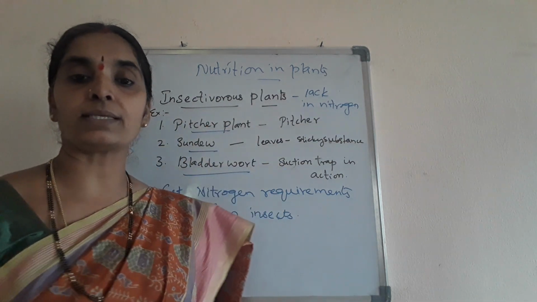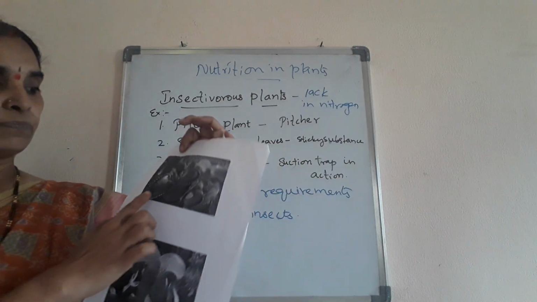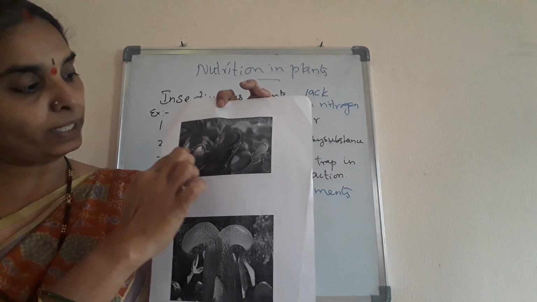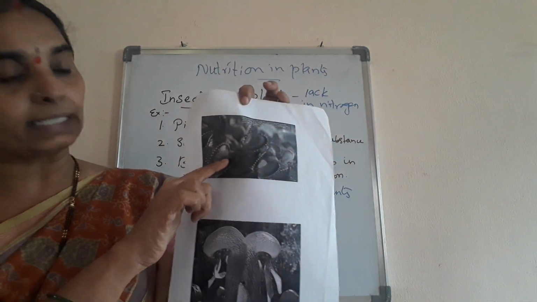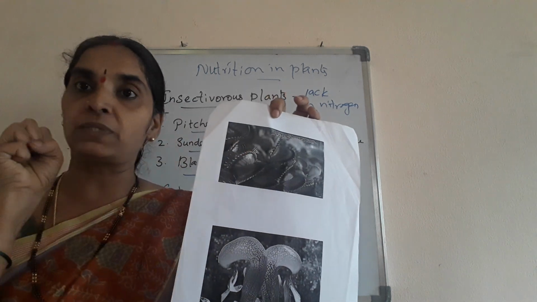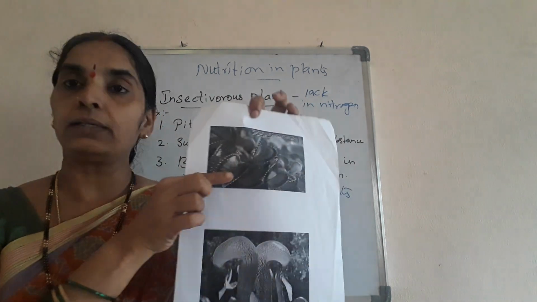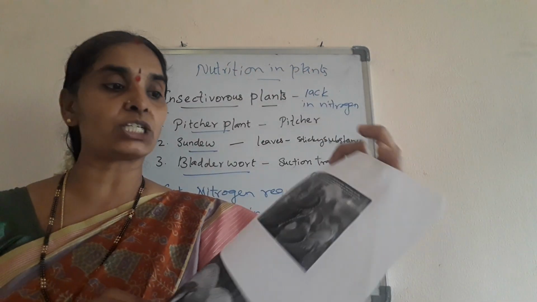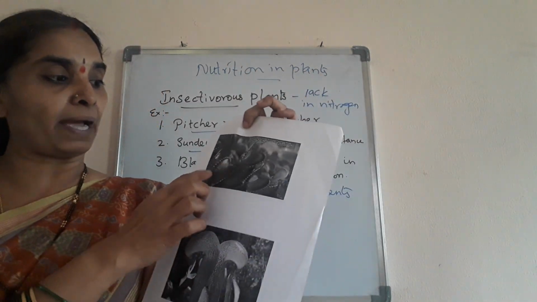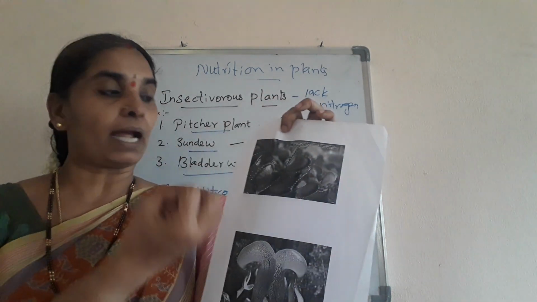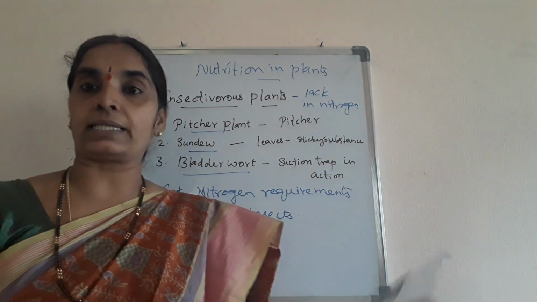I'll show you. This is a Venus flytrap. See, children, this one. Here, when the insect enters this part, it immediately closes it. So it traps it through this. This is the plant, and the leaves are modified into spiny structures so that it attracts the insects and takes the insects inside.